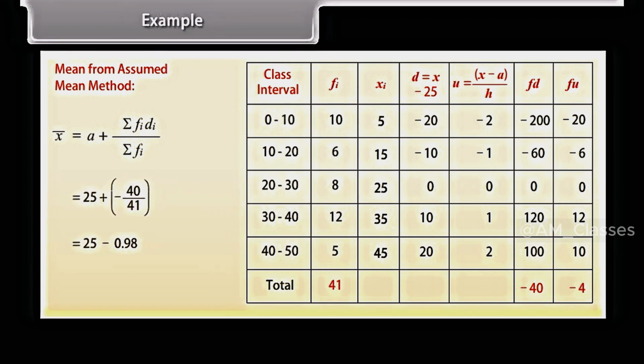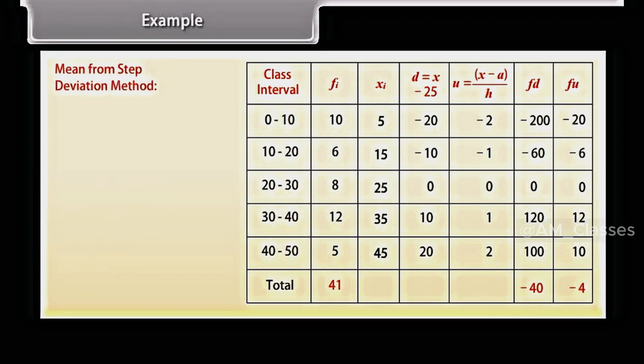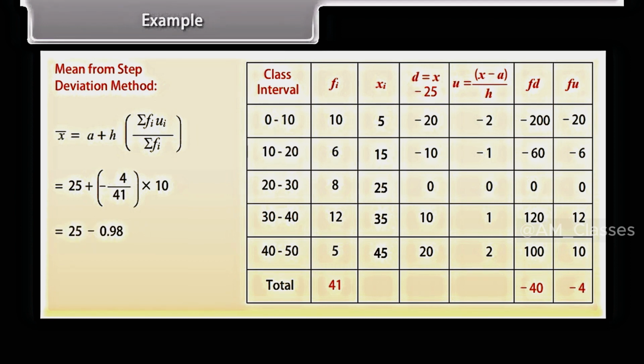25 minus 0.98, 24.02. After this, we find the mean using step deviation method by using the formula assumed mean plus h multiplied by summation of the product of fi and ui divided by summation of fi. 25 plus minus 4 by 41 multiplied by 10. 25 minus 0.98, 24.02.